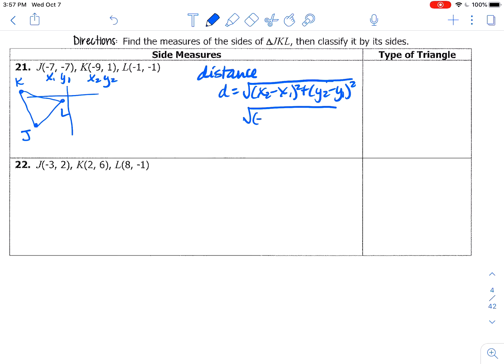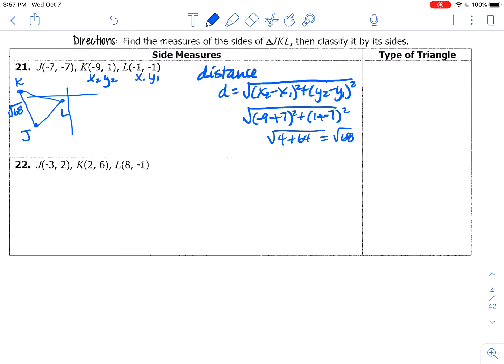Okay, so let's plug it into our distance formula. This is going to give me -9 minus -7 squared plus 1 minus -7 squared. And let's see, -9 plus 7 is -2 squared is 4. 1 plus 7 is 8 squared is 64. And so this gives me the square root of 68. And I'm just going to leave it like that. I'm not really too concerned with the square root. Okay, so this is going to be square root of 68.